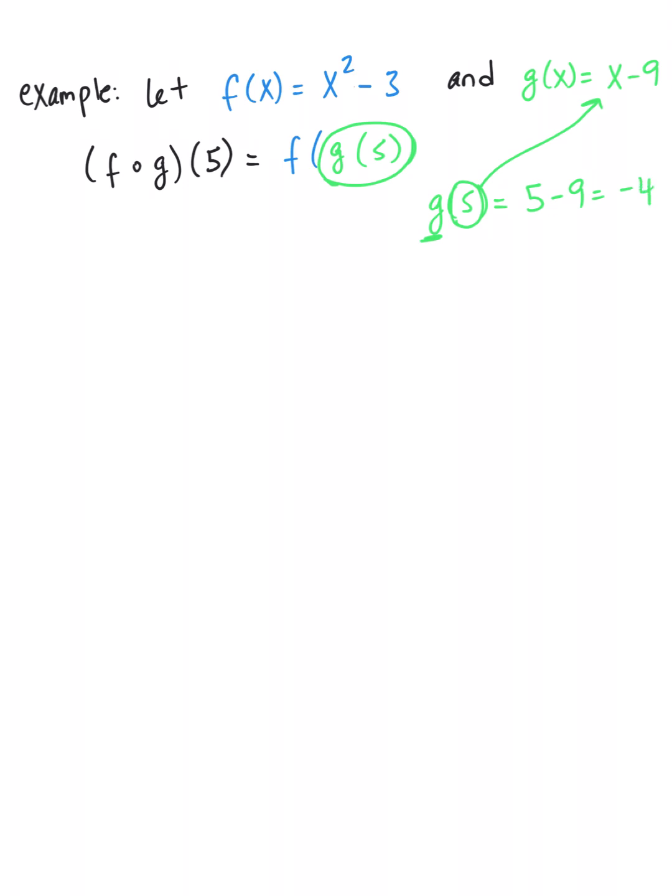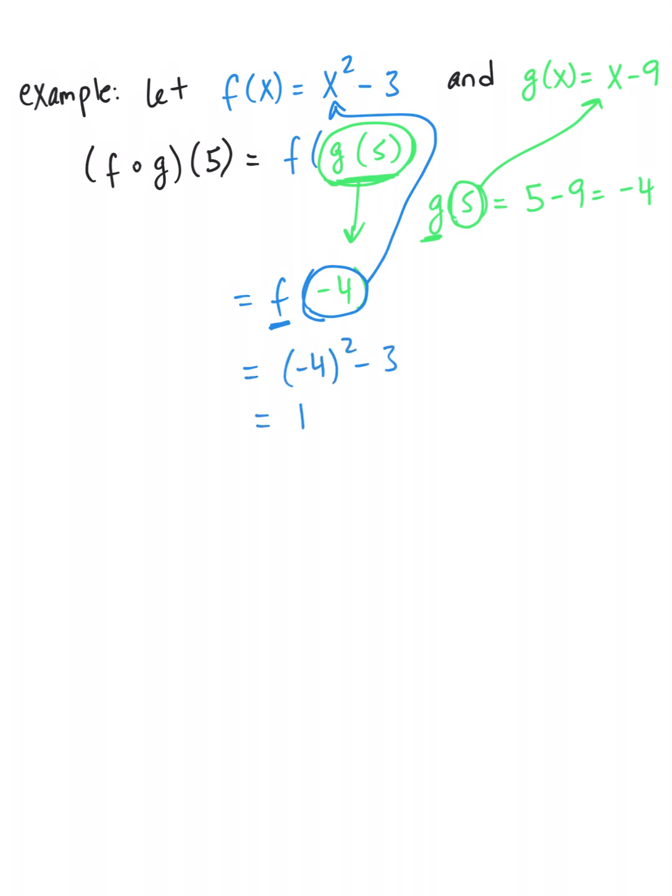So we'll make that substitution of negative 4 into our original, because that's what g of 5 is equal to. Then we know what to do with that negative 4. We're going to plug that in for x into f of x. So we'll plug this negative 4 in for that x. So we'll have negative 4 squared minus 3, which is 16 minus 3, which is 13. And that is our final answer.